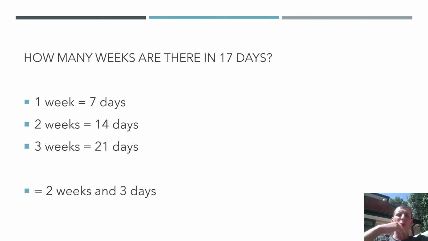Right, now I know in 1 week there's 7 days, 2 weeks there's 14 days, 3 weeks there's 21 days, but we want to know how many weeks there are in 17 days. So clearly there's not an equal amount of weeks in 17 days because we go from 14 to 21. So here we know we've got 2 weeks because that's 14 days, and we've got 3 days left over. So it'll be 2 weeks and 3 days.